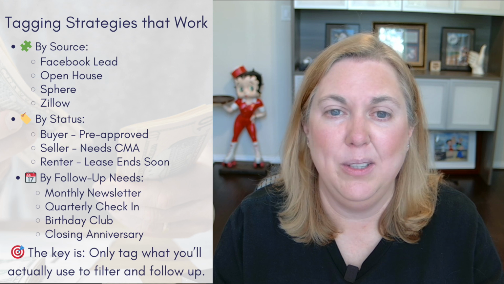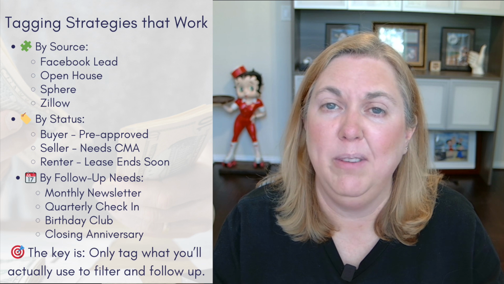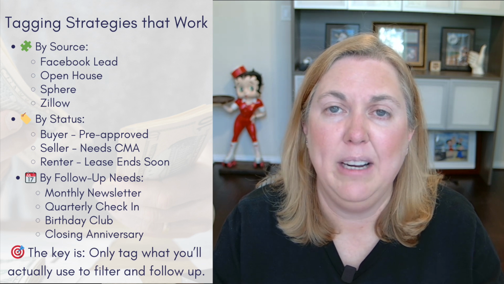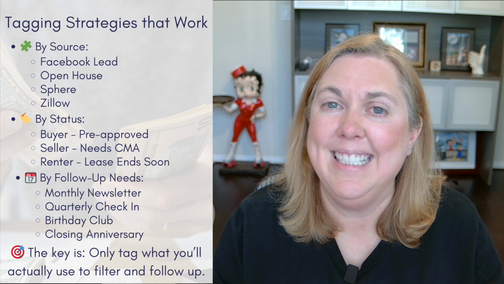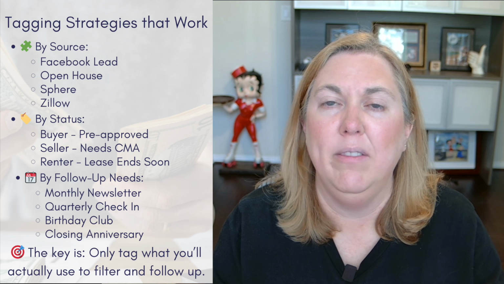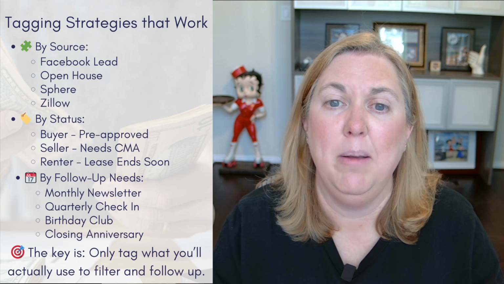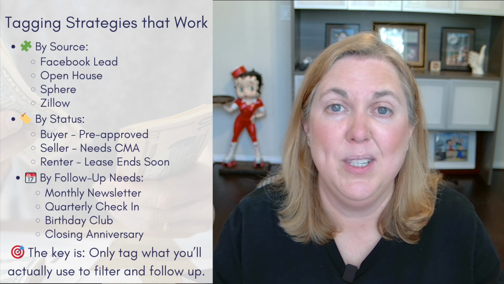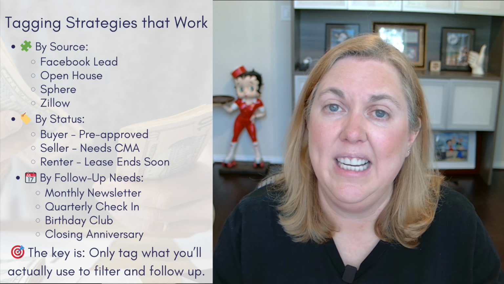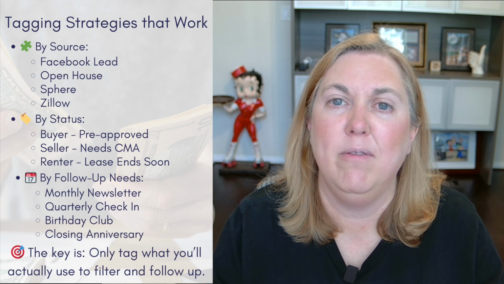Do you need ideas for useful tags? This system is going to work across the board. You'll want to tag by source. So let's say you're running Facebook ads, you would tag that person as a Facebook lead, open house, Sphere, Zillow, wherever you're getting that lead, tag it by its source. You can also tag by status. If the buyer is pre-approved, you can put buyer-pre-approved. Or if they're a seller, you can tag them as a seller, or seller-needs CMA. Or you can say renter, and you could also add a little dash lease ends soon. Those are all good tags to use by their status, and then also by their follow-up needs.